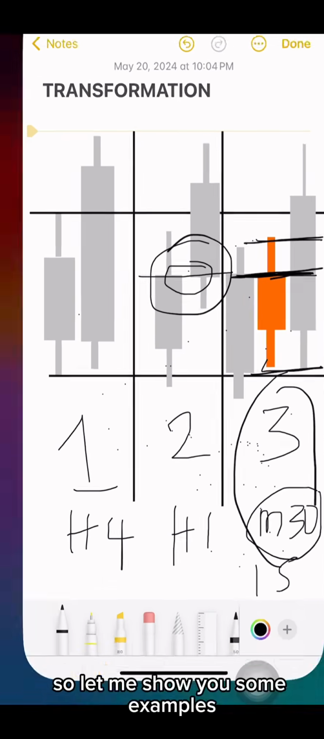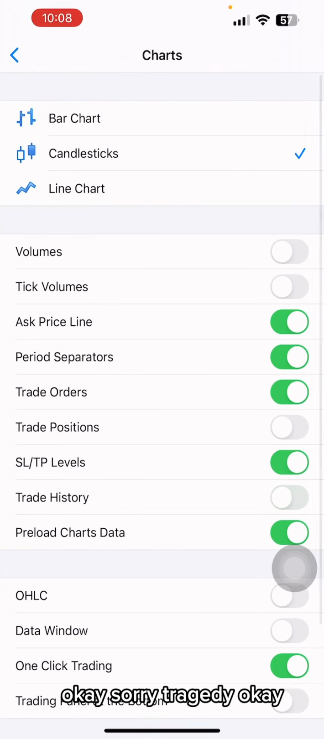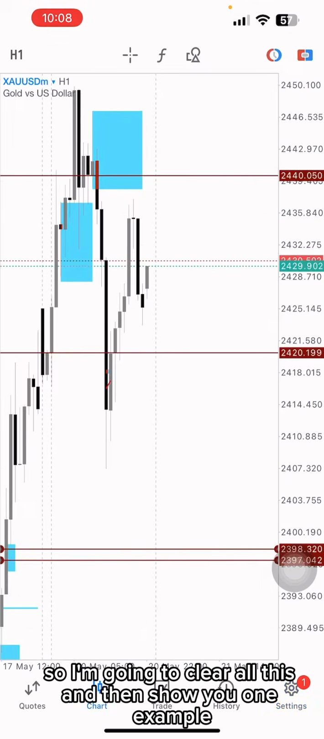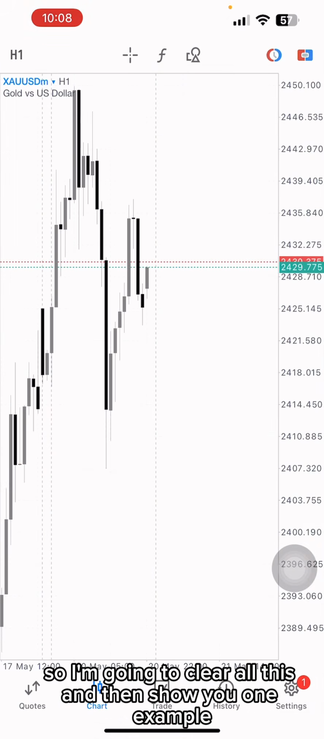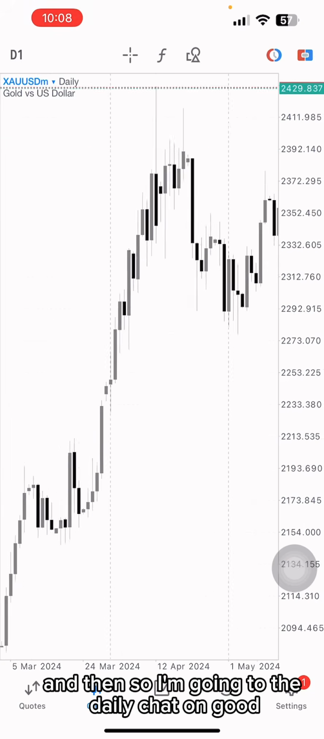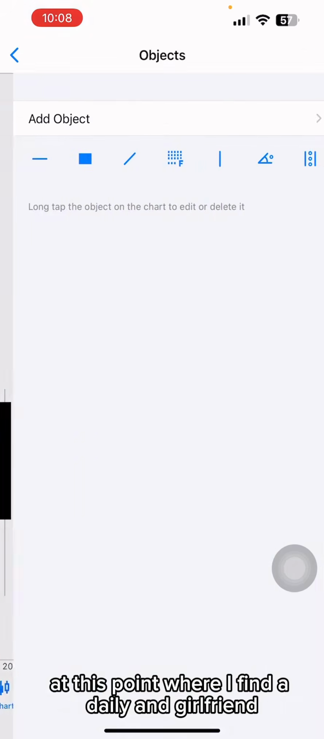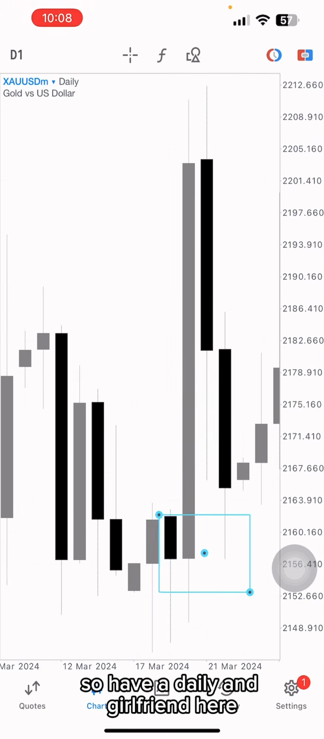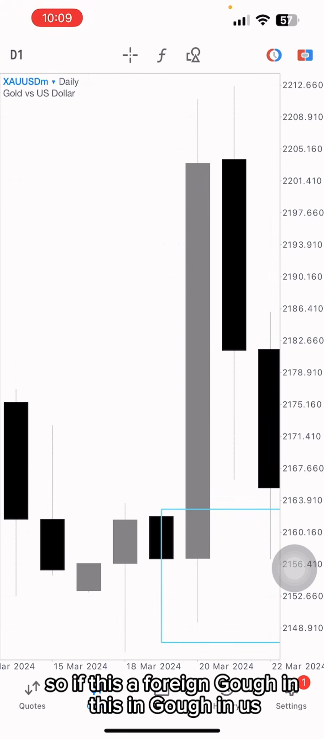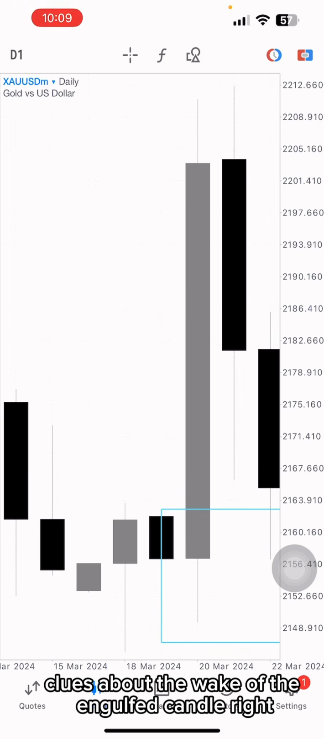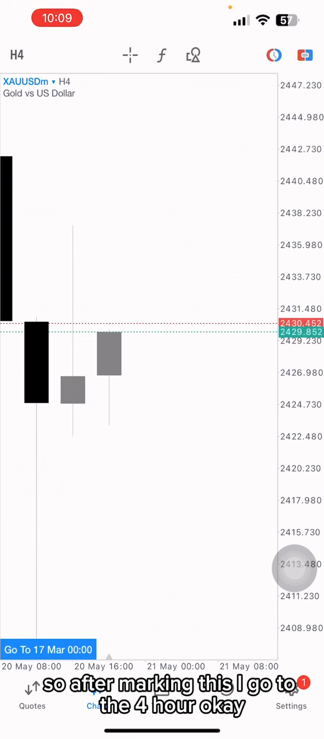So let me show you some examples. I'm going to clear all this and then show you one example. I'm going to the daily chart on gold, coming to this side. At this point I find a daily engulfing, here. If this is a full engulfing, this engulfing has closed above the wick of the engulfed candle. After marking this, I go to the 4 hour.